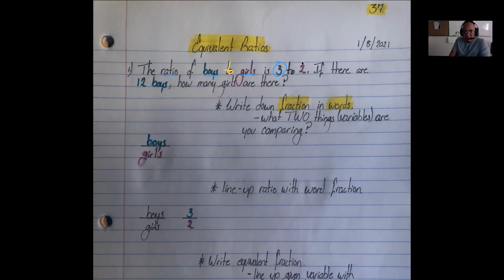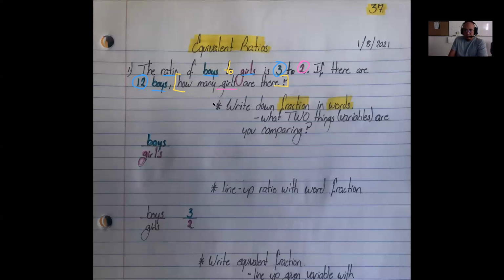Okay, that's important. And right here, they do something interesting because they say boys to girls is 3 to 2. I do it in different colors to help you understand that the order in which they mention things is very important. Boys is 3 because that's the first thing they mentioned. Girls is 2 because that is the second thing they mentioned. So boys 3 to girls 2. Moving on, if there are 12 boys, so we have another quantity for boys. And here the question is asking, how many girls are there? How do we do this?